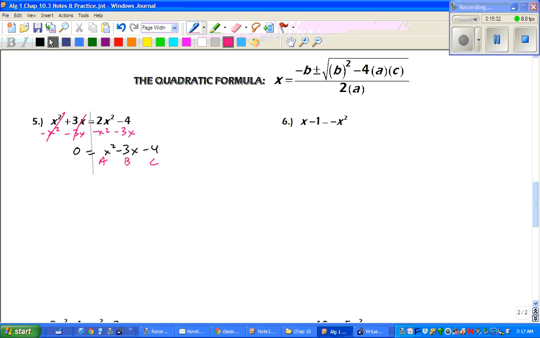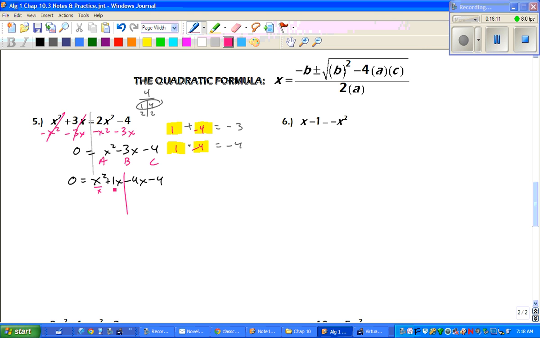So, do we know any numbers that add up to get to -3 and multiply to get to -4? Like, oh, Mr. Grice, I can't do that in my head. Well, then do the factors of 4, you lazy butts, because there's a group that does that. And that's 1 and 4, but the 4 is negative. Okay? So 0 equals x squared plus 1x minus 4x minus 4.